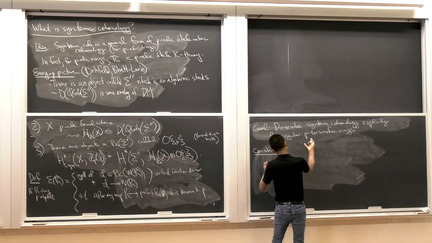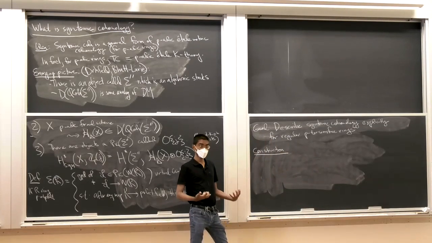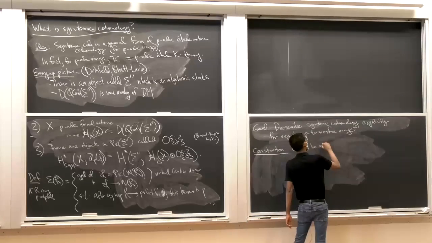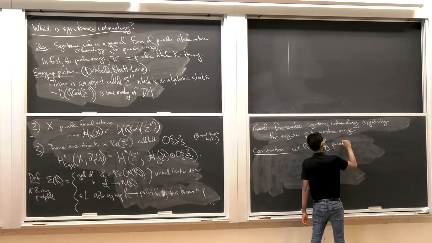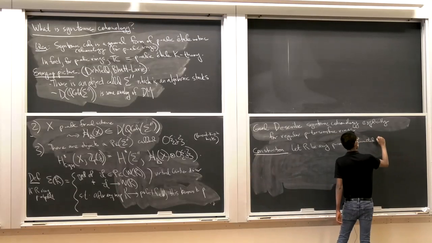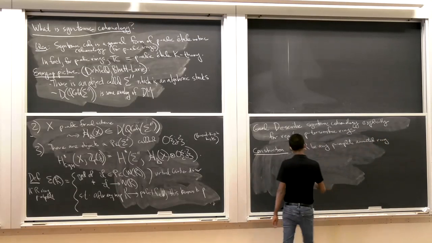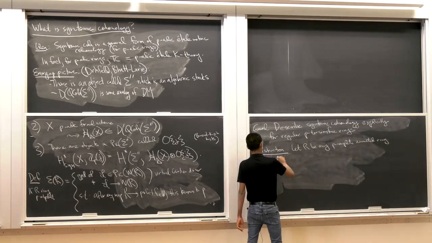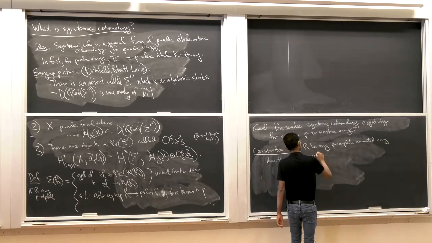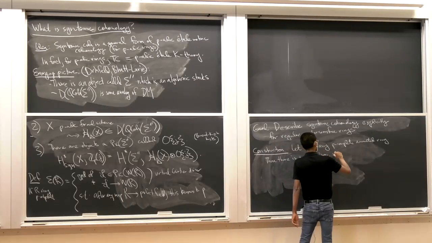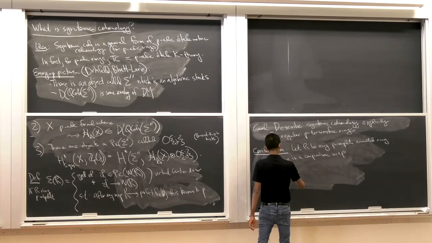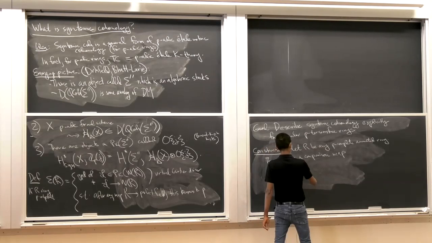So let R be any p-complete animated ring. Then there's a comparison map which goes from the syntomic cohomology of Spf R.